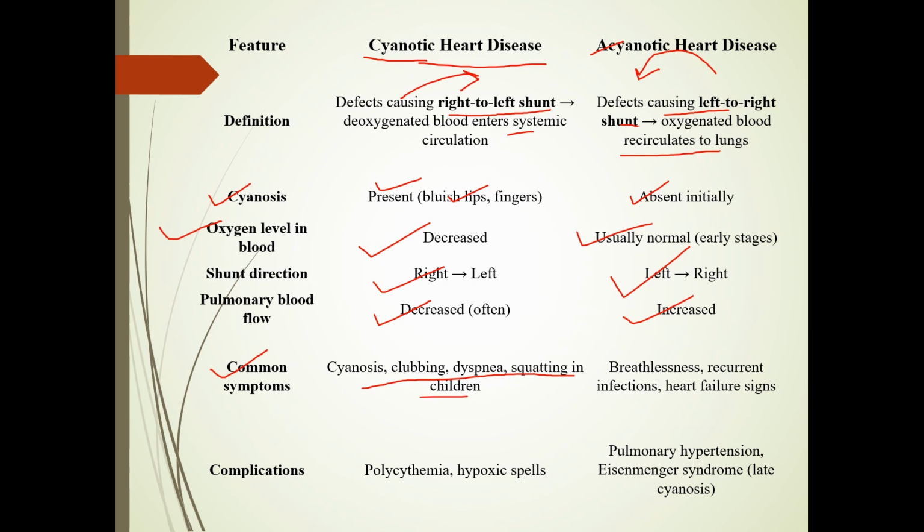In this, the children will adopt the squatting position so that the body's need can be fulfilled. In acyanotic heart disease, symptoms include breathlessness, recurrent infection and signs of heart failure. Then complications include polycythemia and hypoxemic spells in cyanotic heart disease, and in acyanotic heart disease, pulmonary hypertension or Eisenmenger syndrome is present.